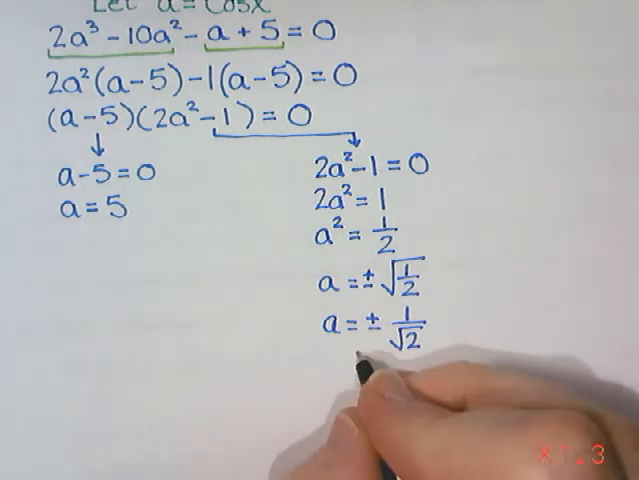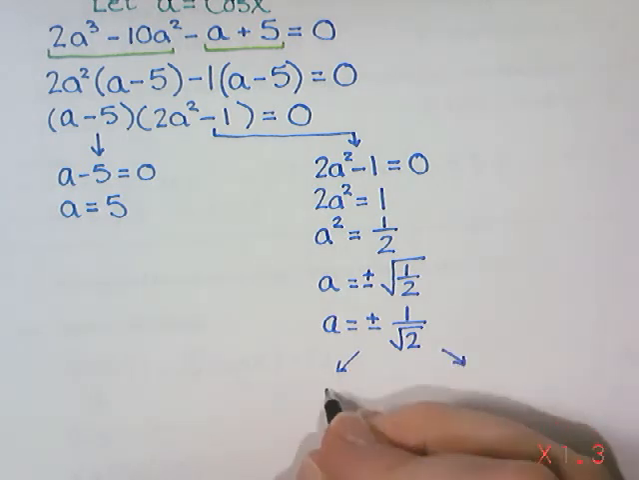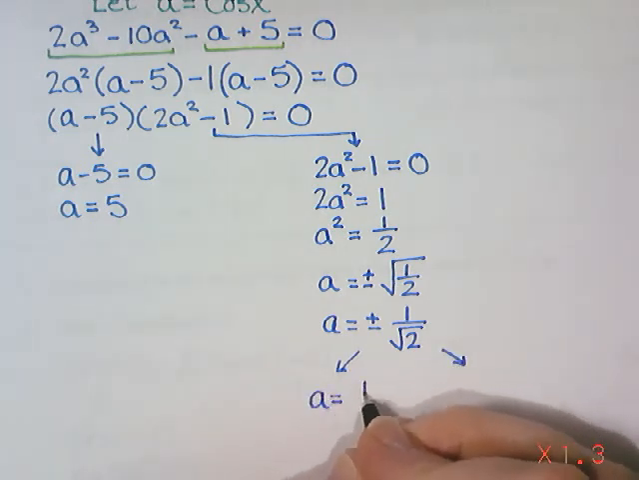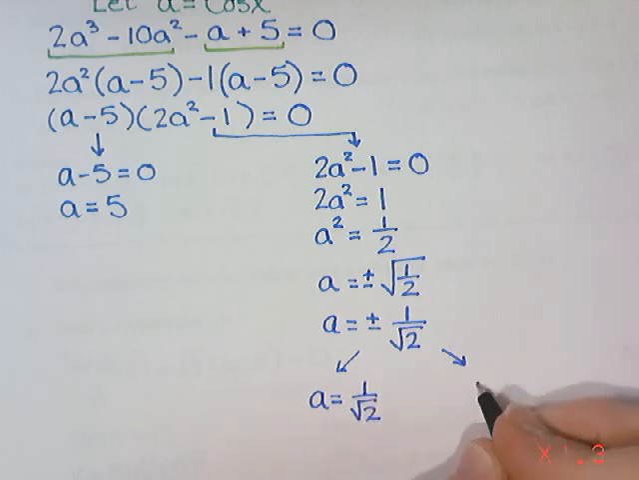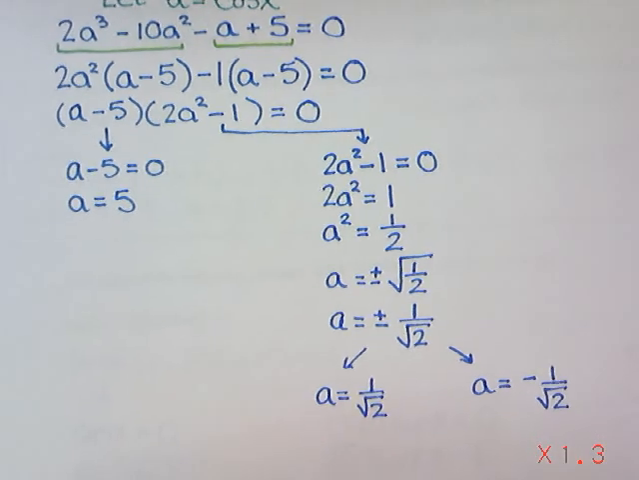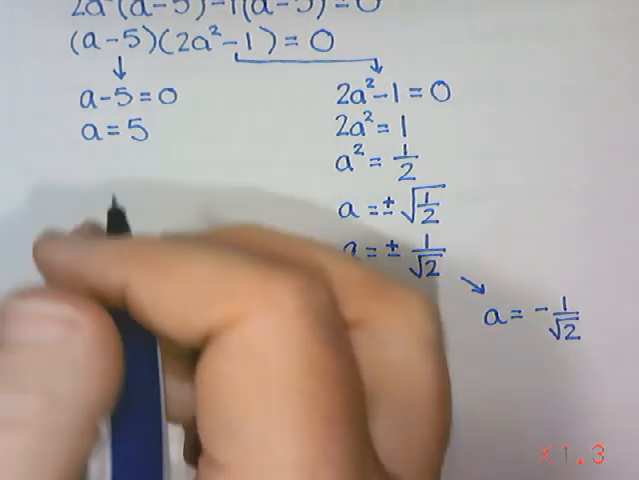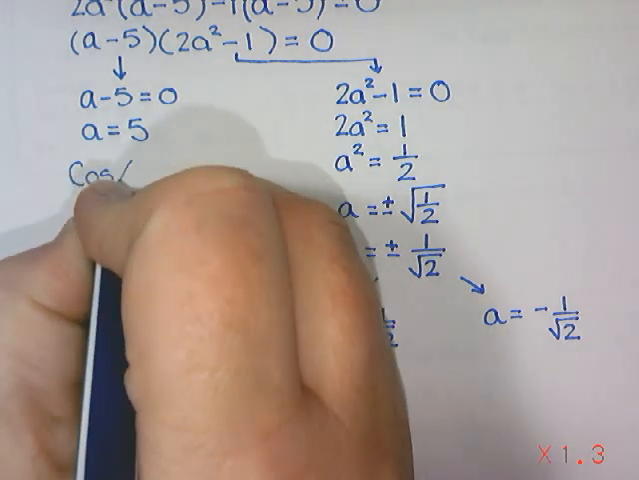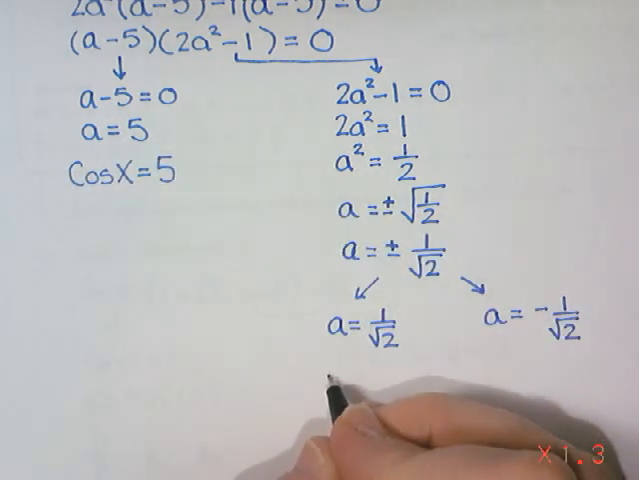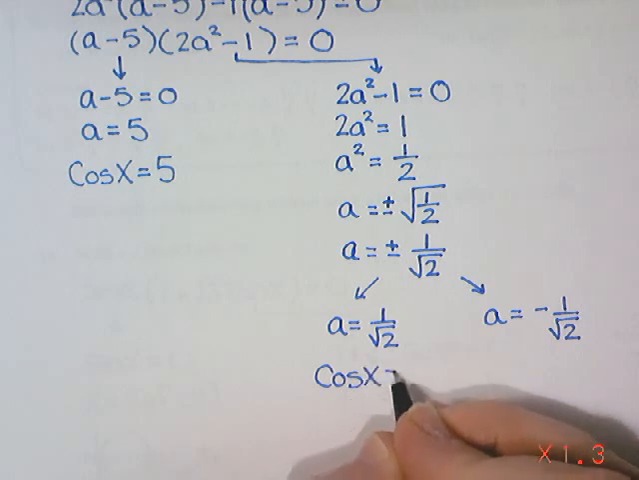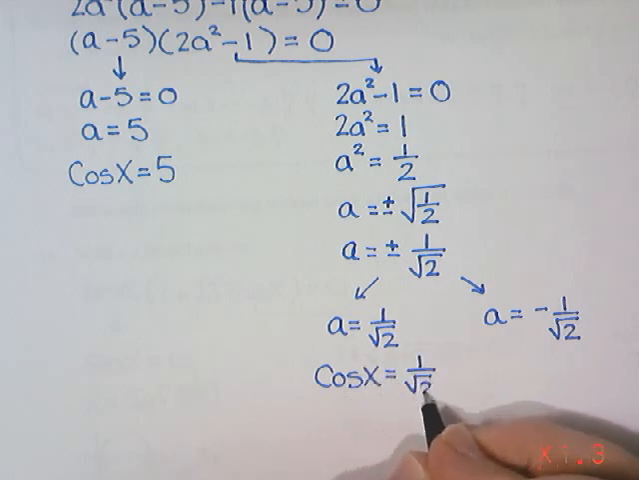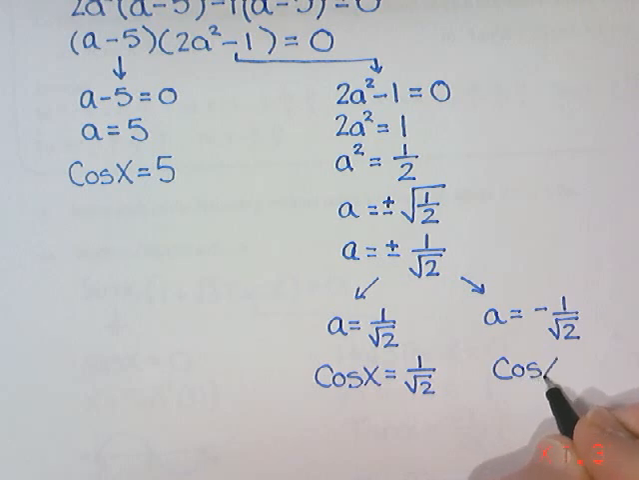And then last thing we're going to do is split this into 2 possible answers. We have a equals positive 1 over root 2, and a equals negative 1 over root 2. So now that I've solved for a, what I need to do is put back in the cosine. So a is really cosine x. So I would have cosine x equals 5. I have cosine x equals 1 over root 2. And I have cosine x equals negative 1 over root 2.